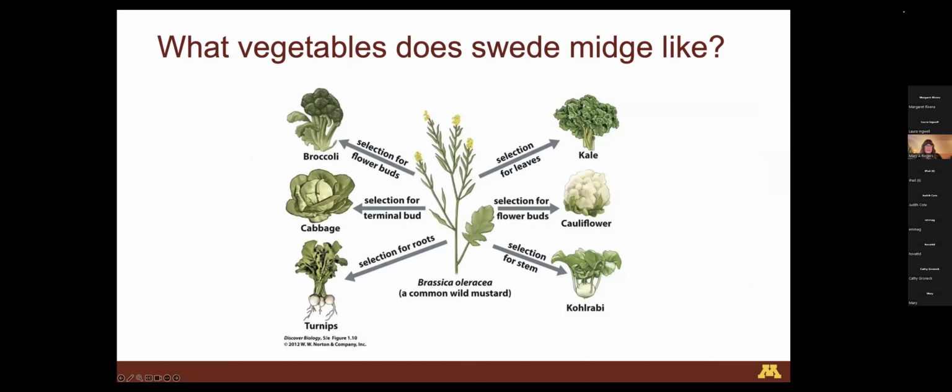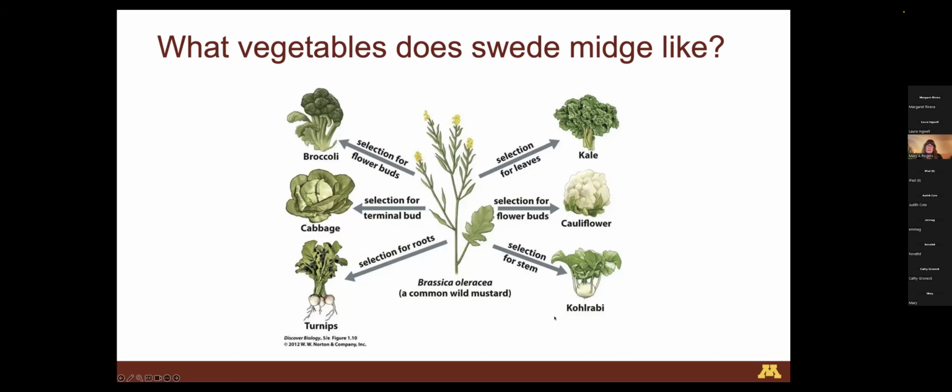All right, so what vegetables does Swede midge like? I mentioned it's a specialist on brassica. We have a lot of different Brassica oleracea crops, so it tends to go for subtypes of oleracea, which maybe some of you know, we have a lot of different crops within a single plant species. We've just selected for different types of features. So broccoli we've selected for flower buds, cabbage for that terminal bud, turnips for their root development, kohlrabi for stem, and so on. So we have a wide variety of vegetables that can serve as potential hosts.